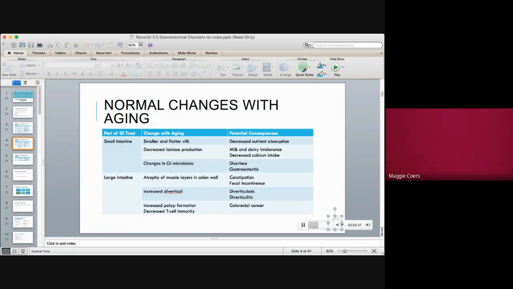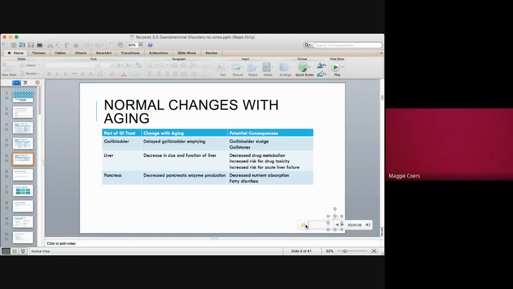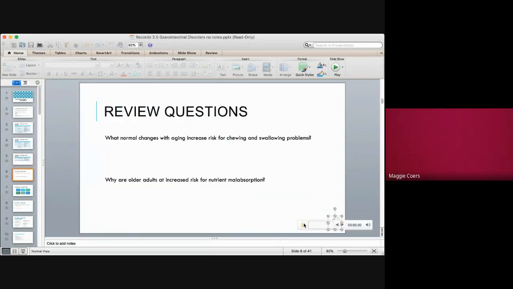So here's some more changes that happen in the intestinal tract. And here are the hepatobiliary system changes. Okay, so the last three slides: normal changes and then potential consequences. Try to answer these questions, if you'd like, using the previous three slides that I just showed you, so you're using the table. Make sure you understand those age-related changes with the GI tract to answer test questions and also for NCLEX.